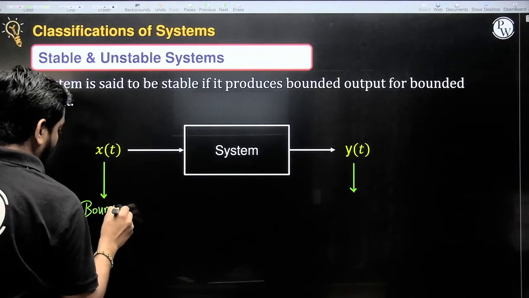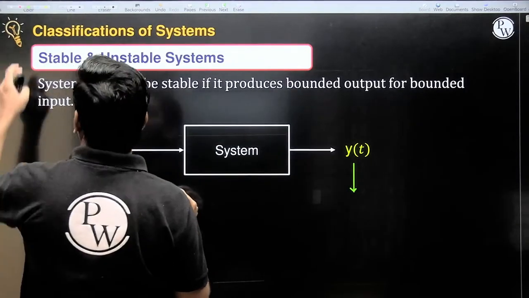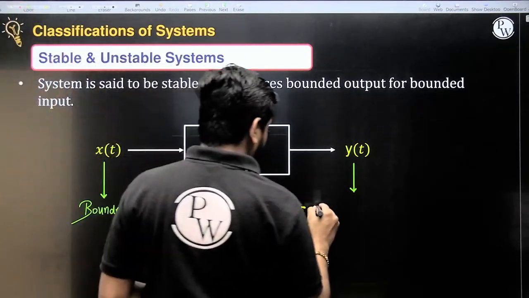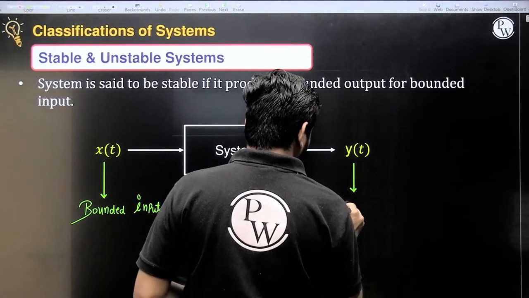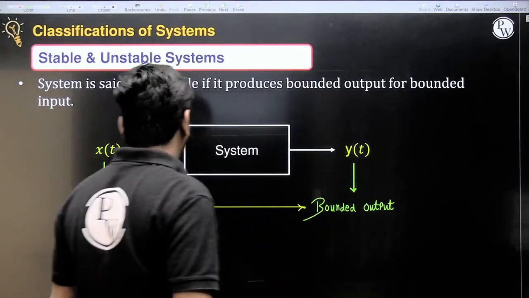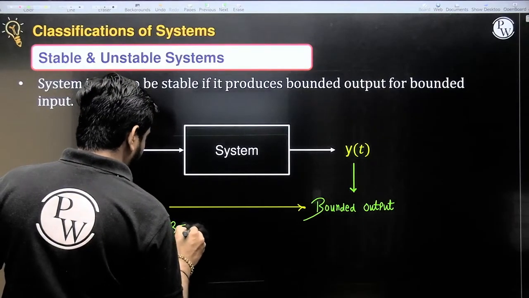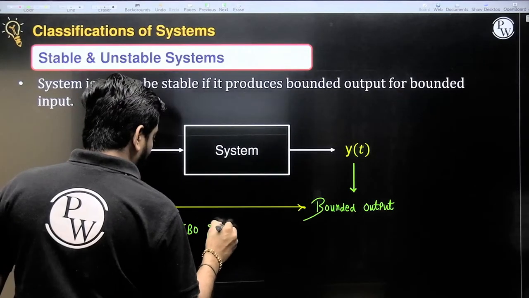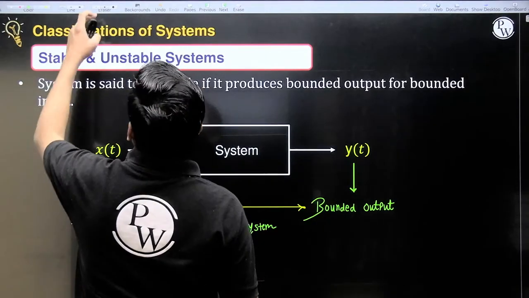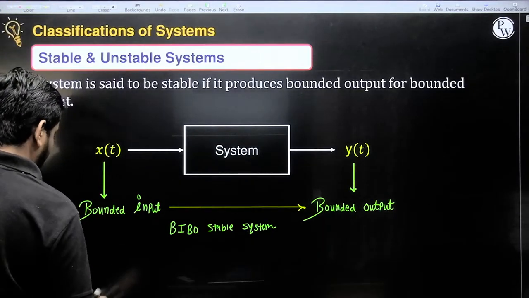bounded signal. For bounded input, if it produces bounded output, then it is known as a BIBO stable system.